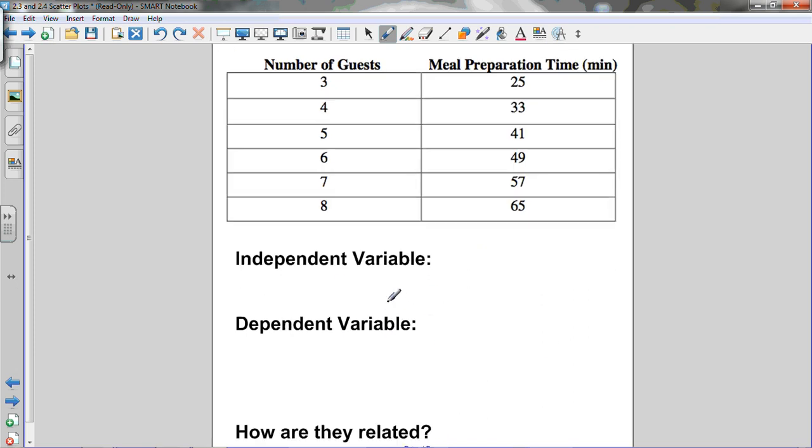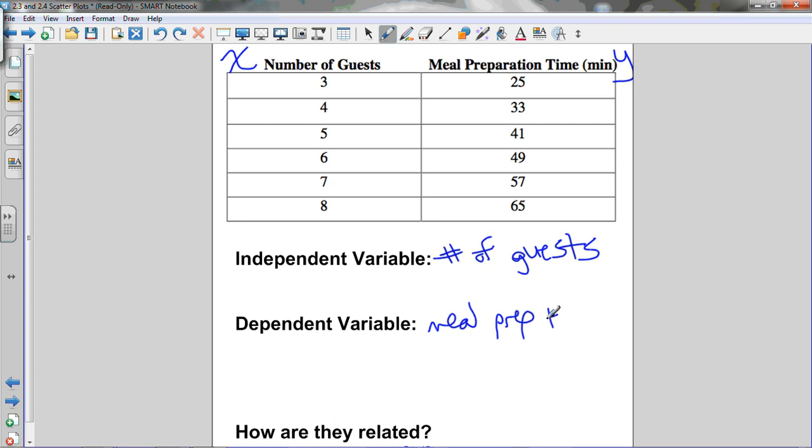Okay. Next one. So I've got number of guests and meal preparation time in a table of values here. Okay. So I know right off the bat, like what I just said last time, the left column is always your x, which is your independent variable. So I know right off the bat, number of guests is my independent variable. Number of guests. And I know the right column is the y, which is the dependent variable. So meal prep time is the dependent variable.